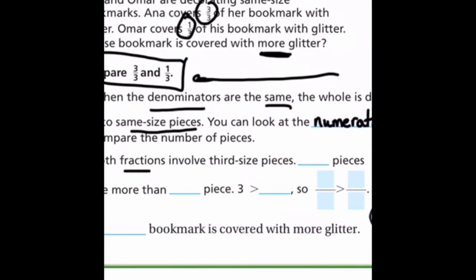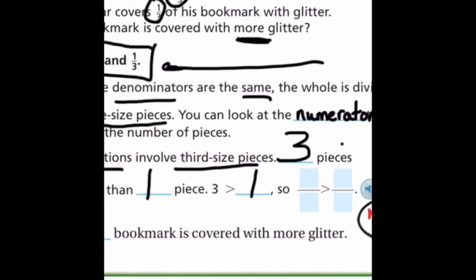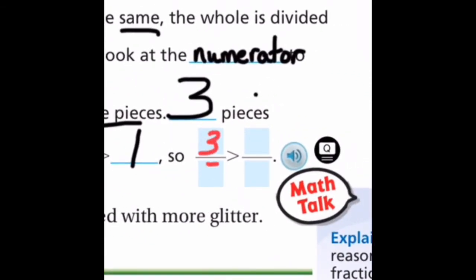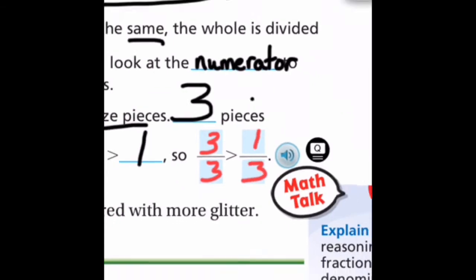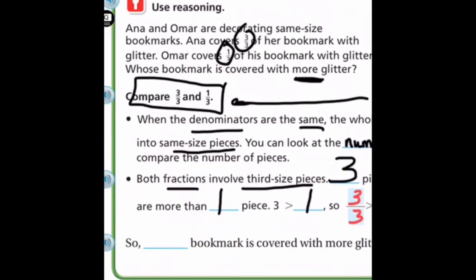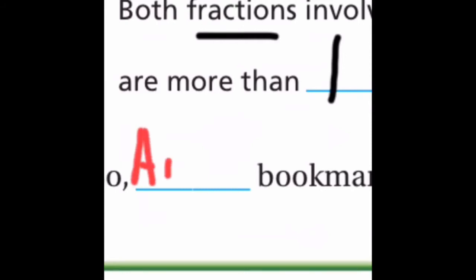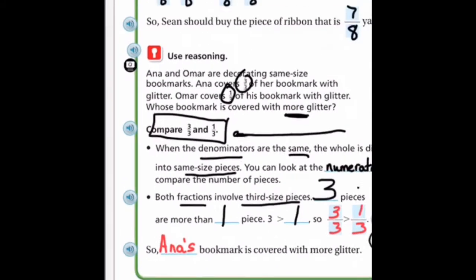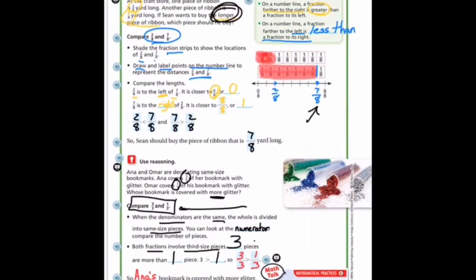Okay. Both fractions involve third size pieces. So 3 pieces are more than 1 piece. 3 is greater than 1. I'm going to change color here. So 3/3 is greater than 1/3. Anna did 3/3, Omar did 1/3. So Anna's bookmark is covered with more glitter, and Anna spells her name A-N-A. And it's apostrophe S because it's her bookmark. Anna's bookmark is covered with more glitter.